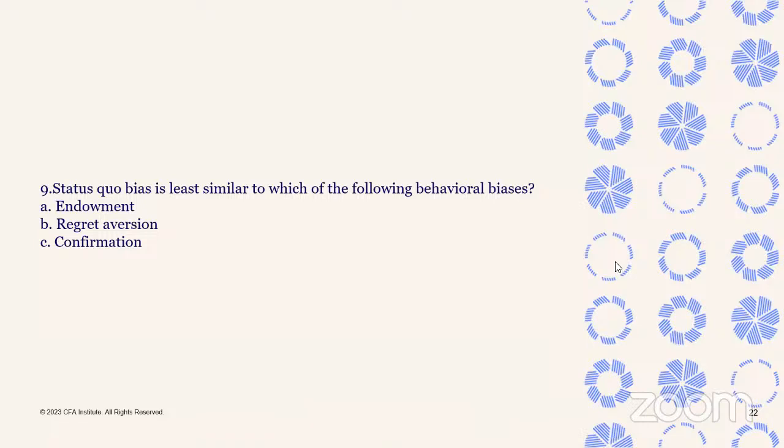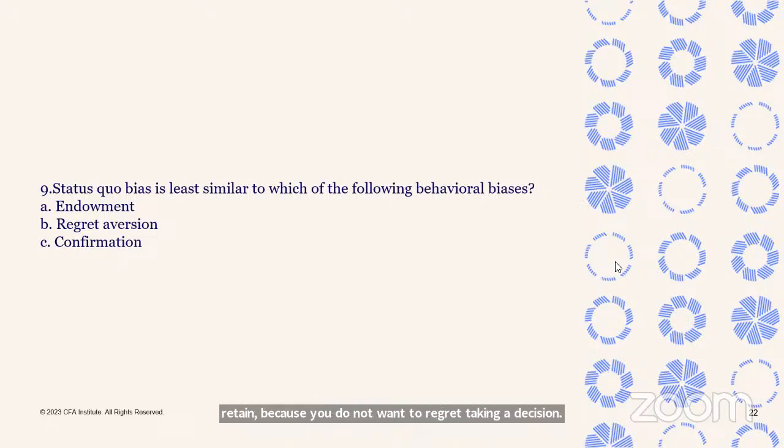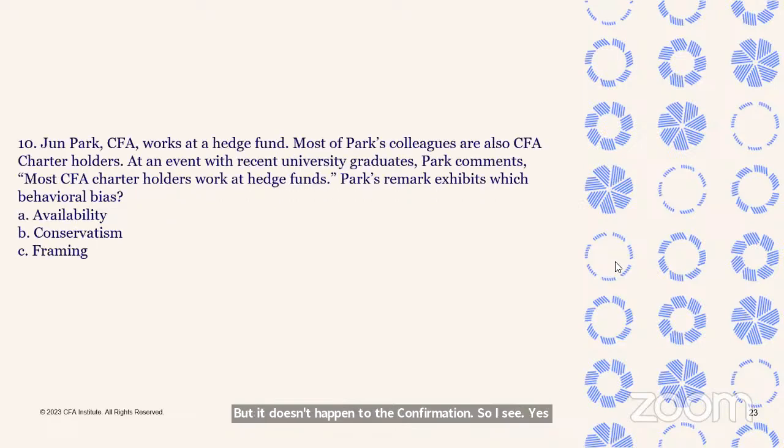Yes, thank you. Confirmation bias. Yes, it is similar to endowment and regret aversion, because it also means you're trying to retain what you have, and most times you retain because you do not want to regret taking a decision, but it doesn't have anything to do with confirmation. So the answer is C. Yes. Number 10.